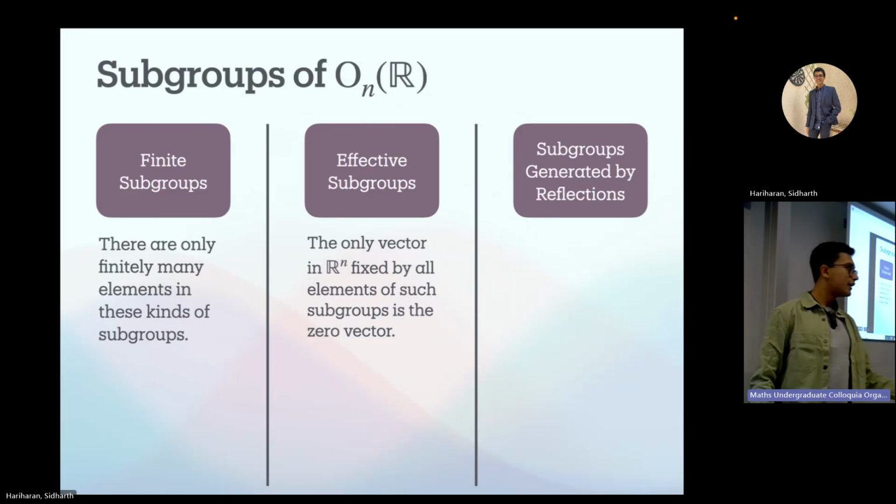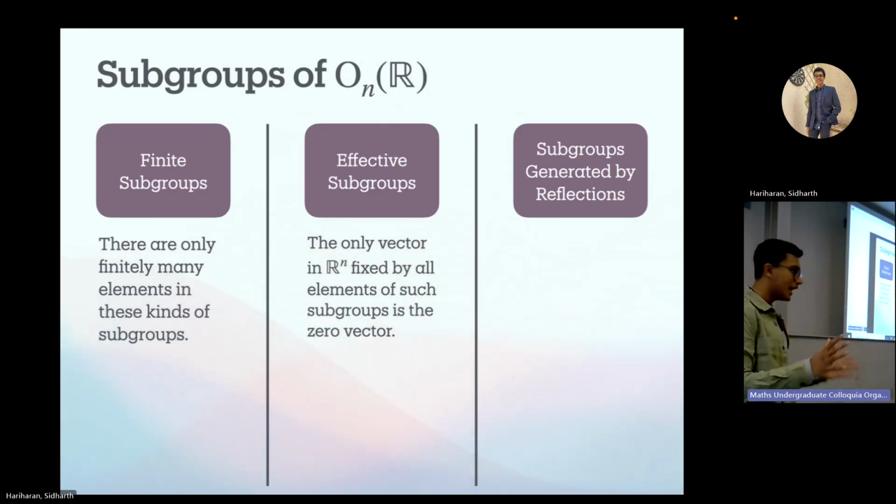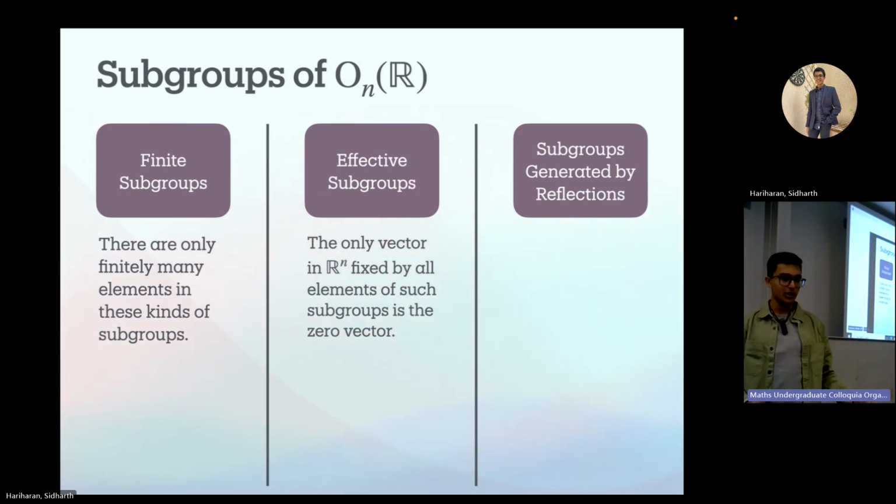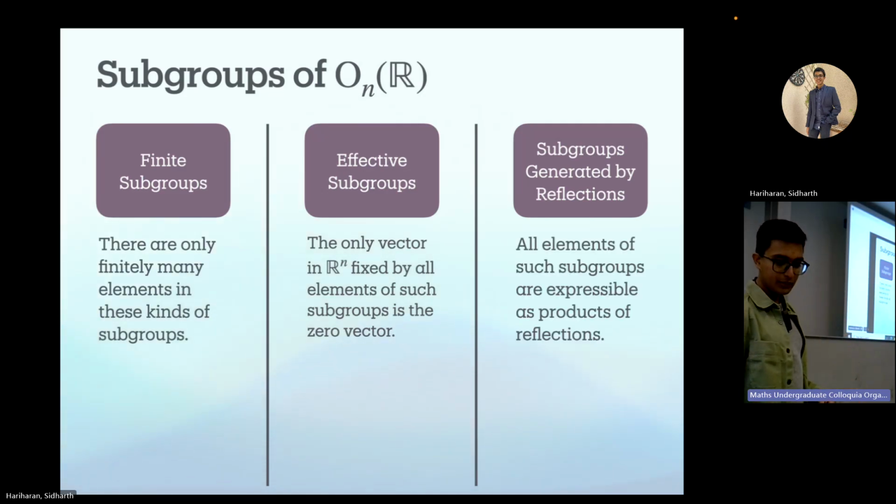So the idea is an effective subgroup is something where the only thing fixed by all of the elements together is the zero vector. You could have subgroups that are effective which contain reflections in them, right? But the point is that if you have more than one reflection, then one reflection will fix something orthogonal to it, but another reflection in the group might not. So that would make it effective. The effective subgroup is something where the only element fixed by absolutely every single one of the elements of the subgroup is the zero vector.